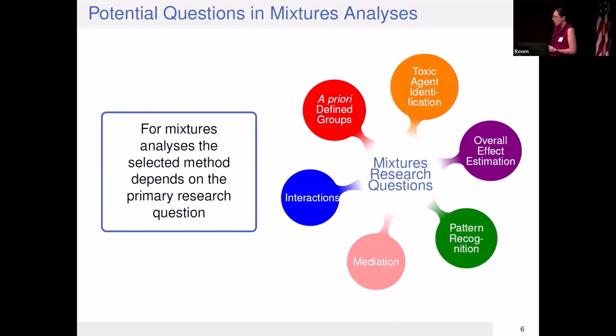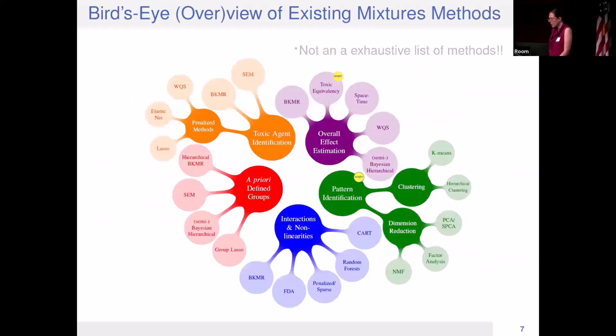I can use this, I guess, so that people online can also see what I'm pointing at. And so we can have toxic agent identification, overall effect estimation, exposure pattern recognition, mediation, interactions, and a priori defined groups. And during the next 40 minutes now, I will go into a little bit more detail in every one of these.